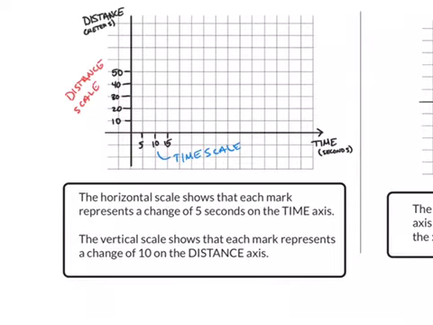And the box at the bottom gives more information about what these scales mean and how they work. Specifically, the horizontal scale shows that each marking represents a change of 5 seconds along the time axis. And the vertical scale shows that each marking represents a change of 10 meters along the distance axis.